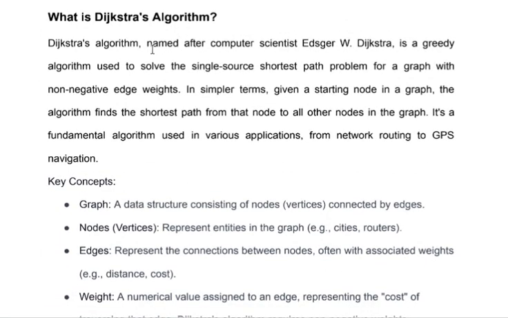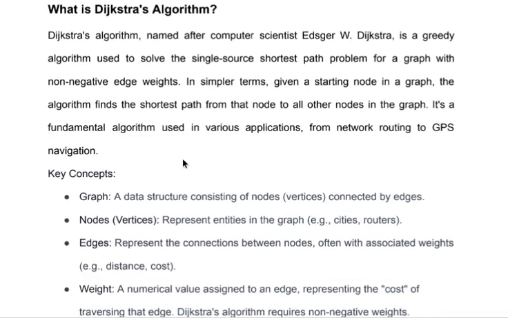Dijkstra's algorithm, named after computer scientist Edgar W. Dijkstra, is a greedy algorithm used to solve the single-source shortest path problem for a graph with non-negative edge weights. In simpler terms, given a starting node in a graph, the algorithm finds the shortest path from that node to all other nodes in the graph. It's a fundamental algorithm used in various applications, from network routing to GPS navigation.